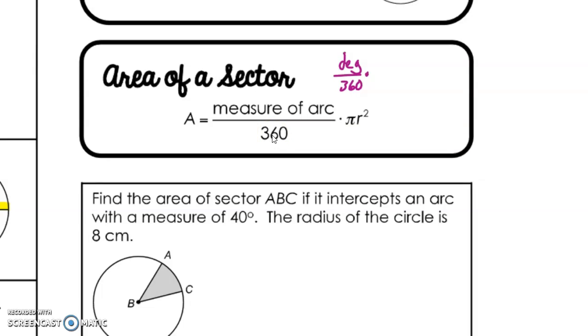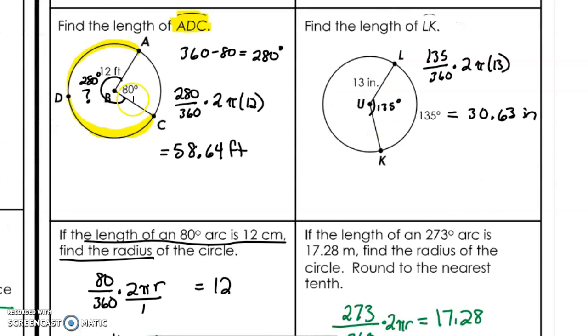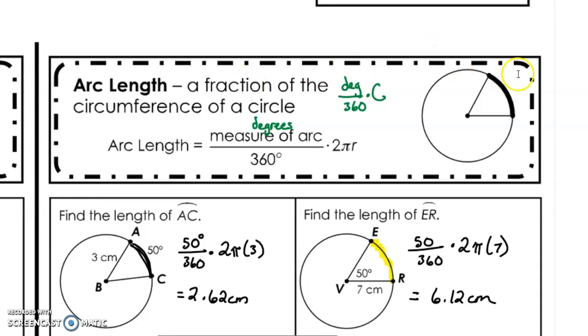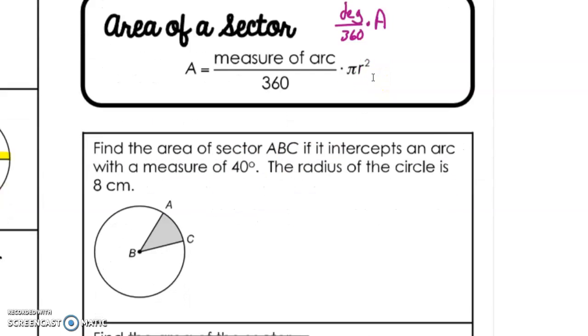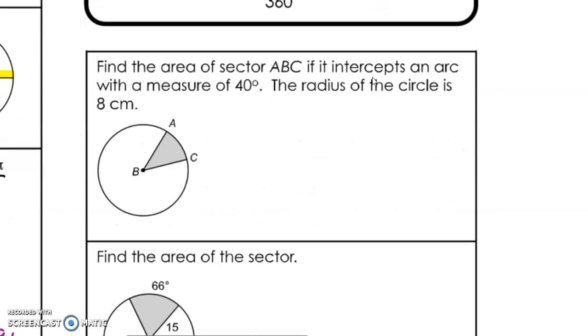And then because it's an area, you take a piece of the area formula. That's why you use pi r squared right here. Versus the formula we used for the arc length, it was a piece of the circumference. So we did degrees over 360 and then we used the circumference, 2 pi r. That's the difference. Since this is an area, it's degrees over 360 times the area of a circle, which is pi r squared.